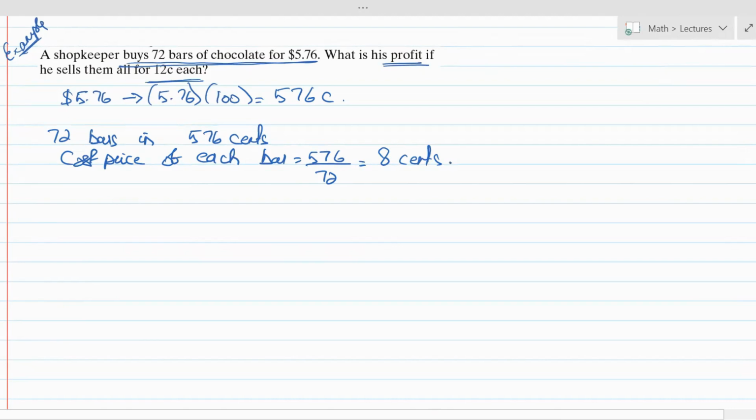All right. And the selling price for each bar is 12 cents. And the question says we have to calculate the profit. So profit would simply be the selling price minus the cost price. The selling price we have here is 12 cents, and the cost price we have is 8 cents. So profit is equal to 12 minus 8. That's 4 cents.